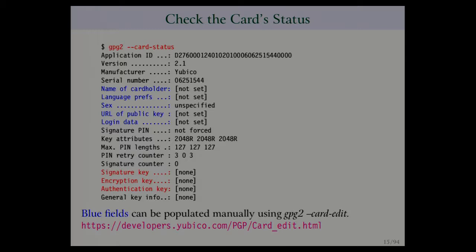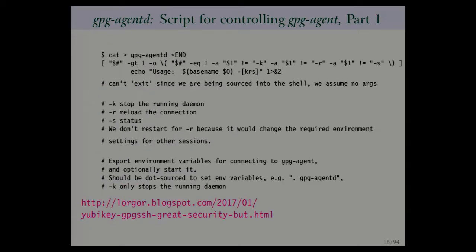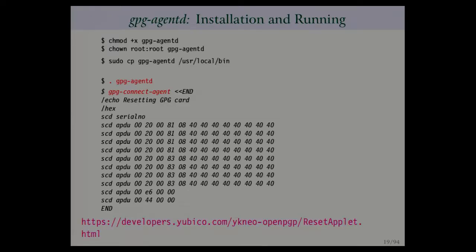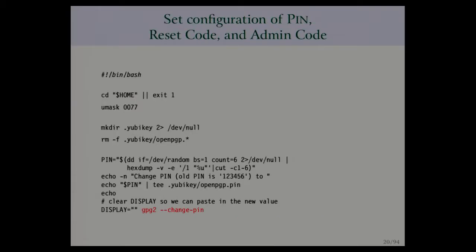Again, feel free to look at that URL if you wish. There is a GPG agent D that I wrote, again, to make use of this really easy. Feel free to copy it. But here's an example of how you would use it. You'd start GPG agent, and then you can type GPG connect agent, and you can actually reset the card. I know this is kind of gobbledygook, but this is how you do it on a YubiKey to reset the card. Then you have to configure the PIN for the YubiKey.